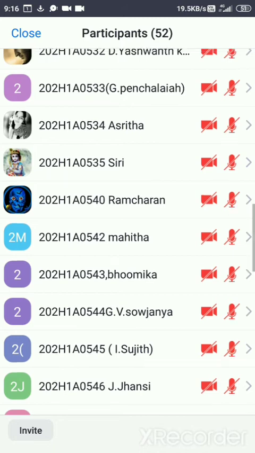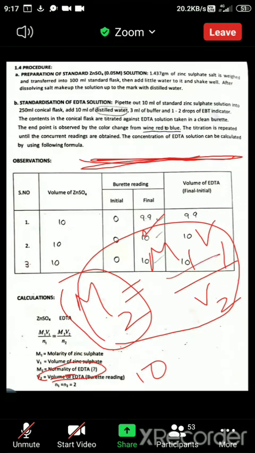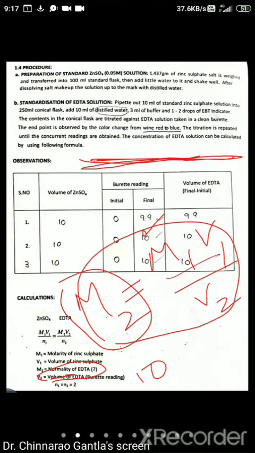To make it stable, we were adding EDTA solution, sir. So when we added EDTA solution, it gives a stable complex, which was blue in color, sir. So in this way, we can make it stable, sir.